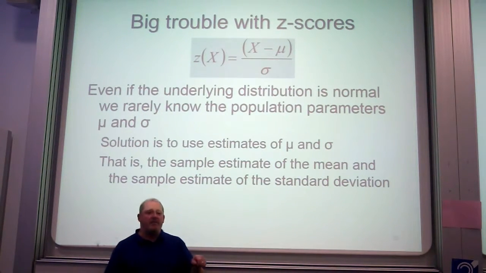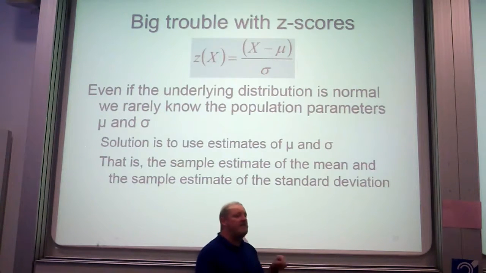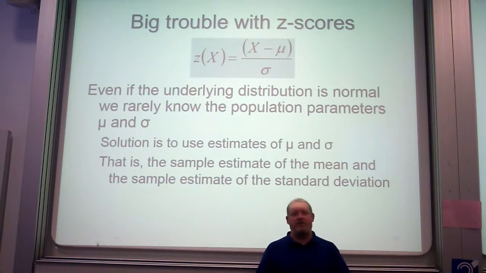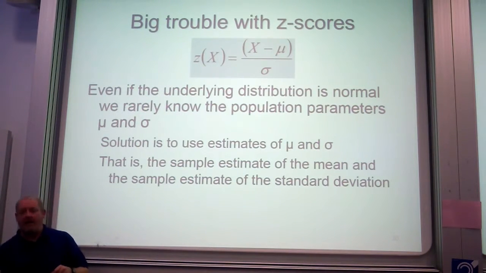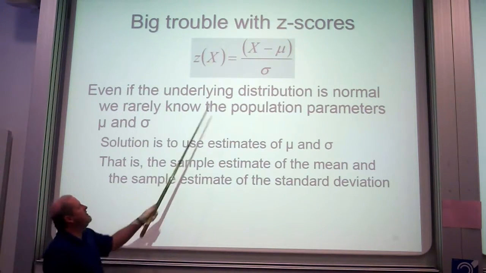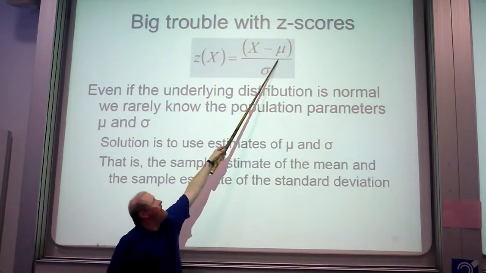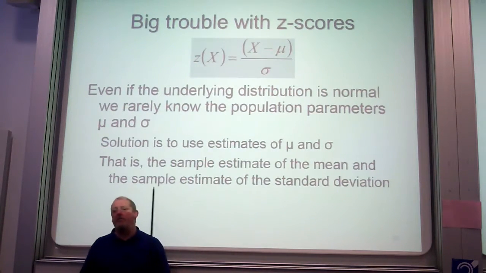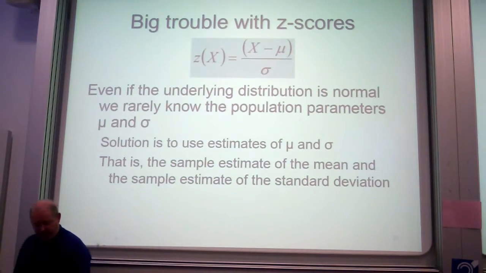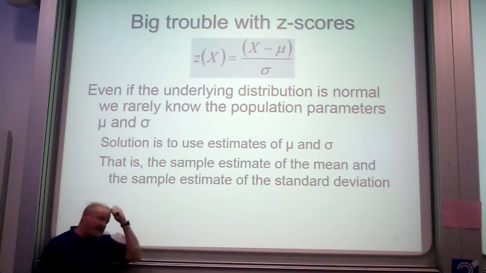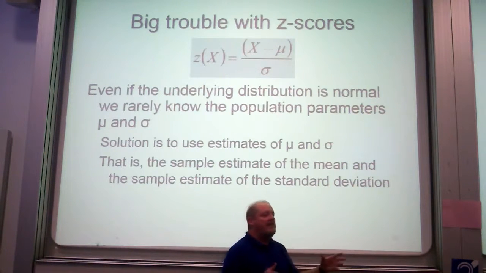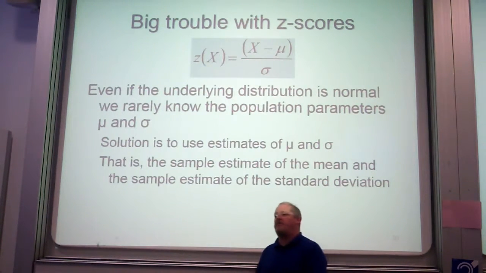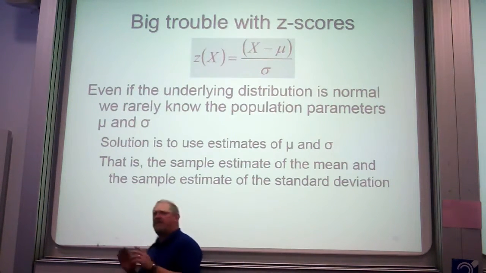The problem with z-scores is you need to know the population values. You need to know the population mean mu and the population standard deviation sigma. So these guys we rarely know. In some instances we do. So when we're dealing with IQ tests, those have been carefully set to have a mean of 100 and the standard deviation I think is 15.